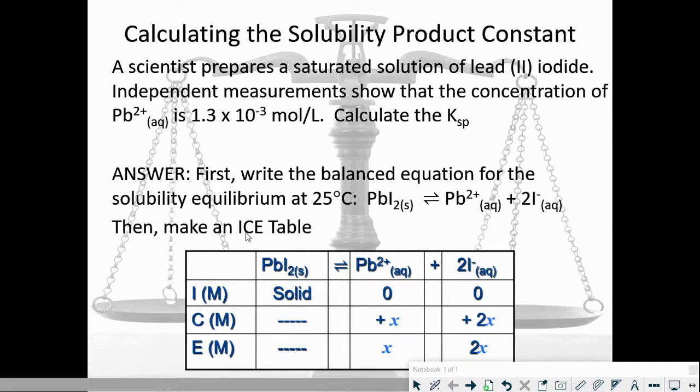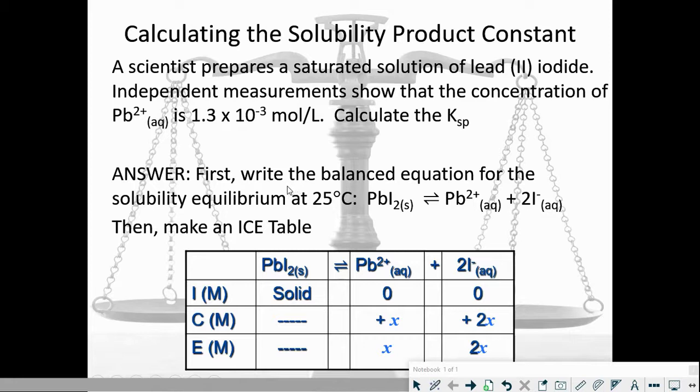And here we see an example. A scientist prepares a saturated solution of lead 2 iodide. Now remember, a saturated solution means that the solution can no longer dissolve any more of that solid. That means that there's still some solid left over on the bottom of the beaker. If you were to take an independent measurement of the concentration of one of those ions, let's choose the lead 2 ion, the scientist found that there was a concentration of 1.3 times 10 to the power of negative 3 moles per liter. So our task is to calculate the KSP.